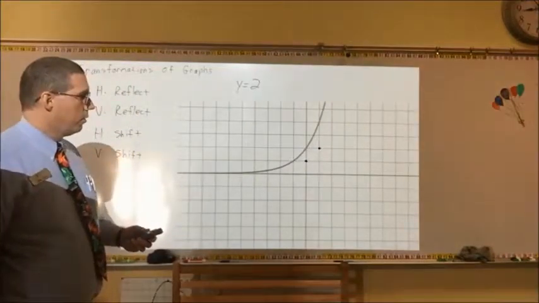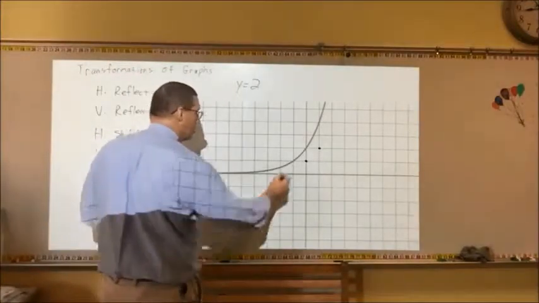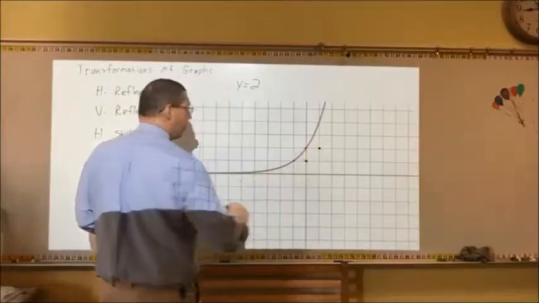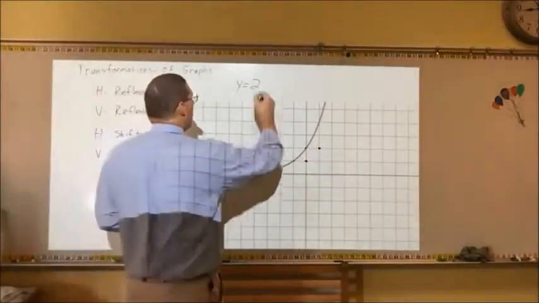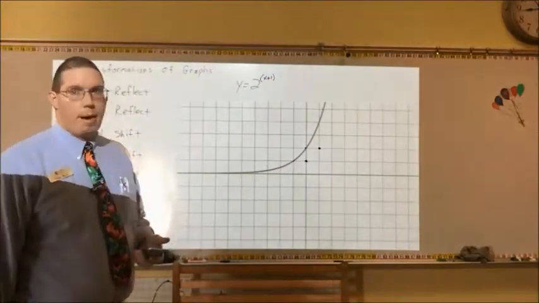What did it just do? How far did it shift to the left? It shifted 1, right? It went from here to here, all the points moved to the left 1. So what do you think the exponent is now going to be? It's going to be x plus 1. There we go. 2 to the x plus 1 power.